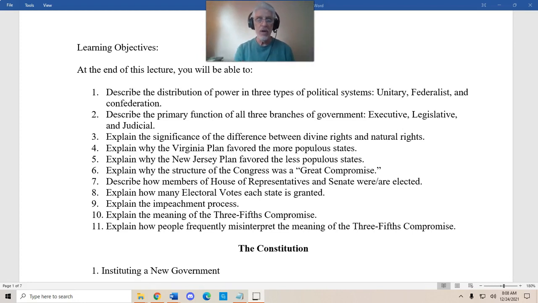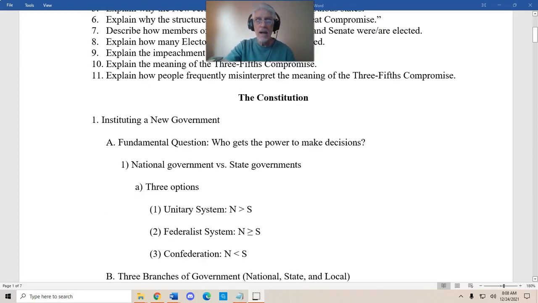in general. You'll be able to explain the impeachment process, that is the process by which you can remove a president from office. You'll be able to explain the meaning of the 3/5 compromise and its significance, and also you'll be able to explain the way in which people frequently misinterpret the meaning of the 3/5 compromise. So with that in mind, that's where we're headed, and I want to get started.